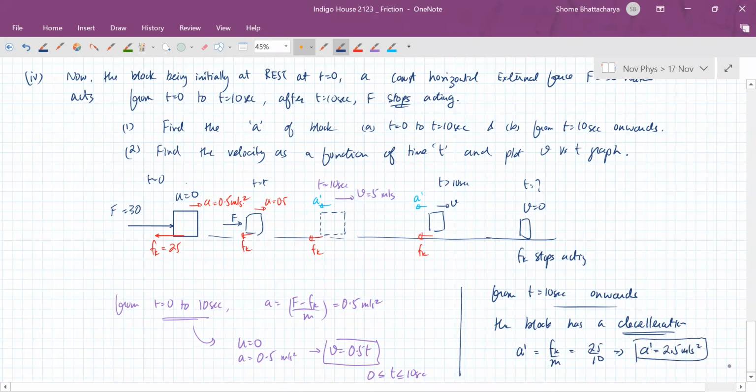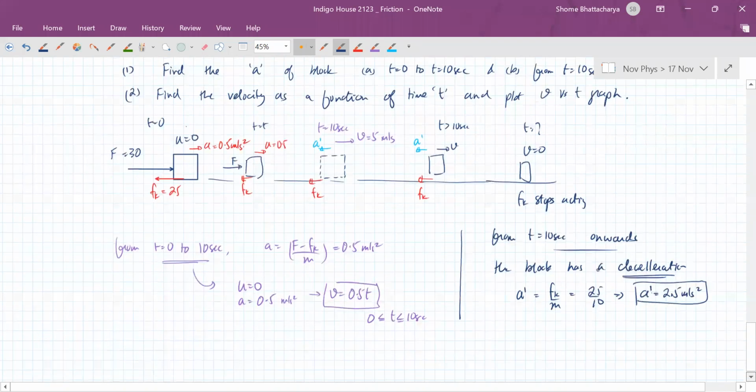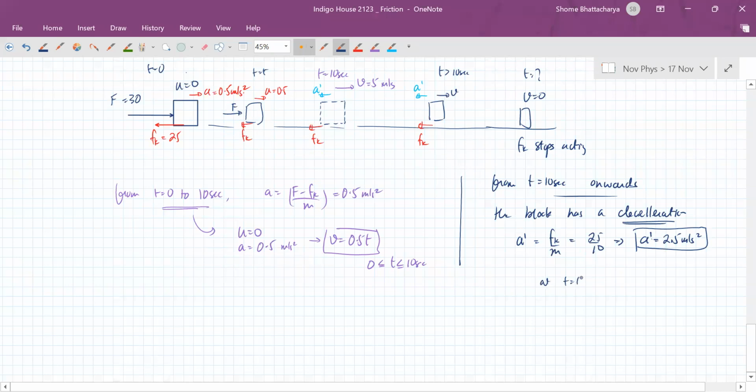So you can see that it will stop at what time? So at t equal to 10 seconds, its velocity was, sorry, 5 meters per second. So it will move for another how much time? Another 2 seconds.